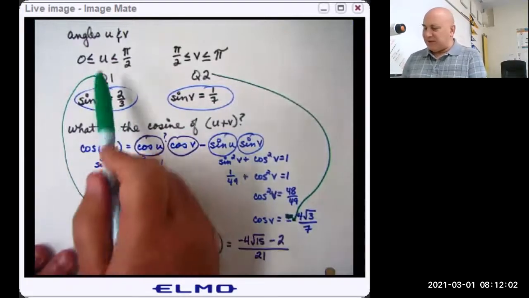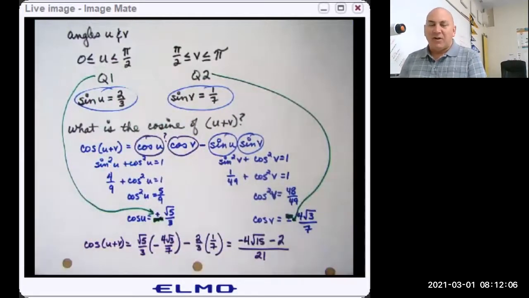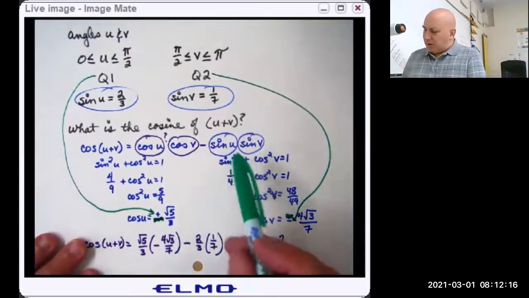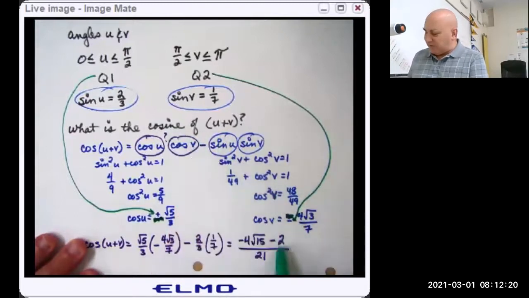So if I were to take this first quadrant angle and this second quadrant angle, obviously the sum of them is either going to be a second or third quadrant angle. Think about why that is. And then the cosine of a second or third quadrant angle is going to be negative, and sure enough, we came up with a very negative number.